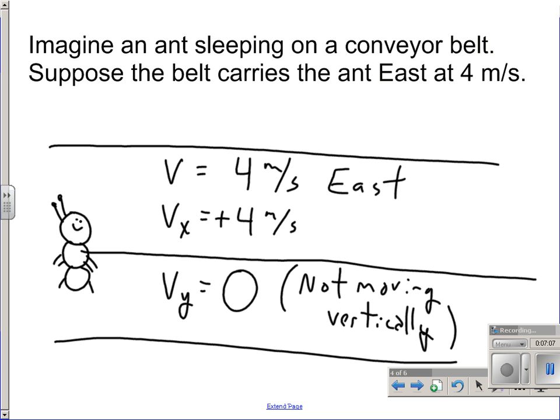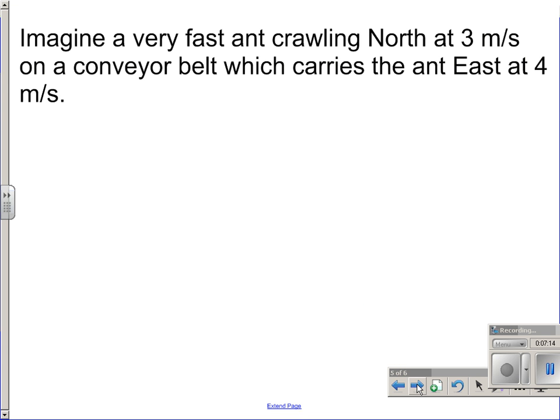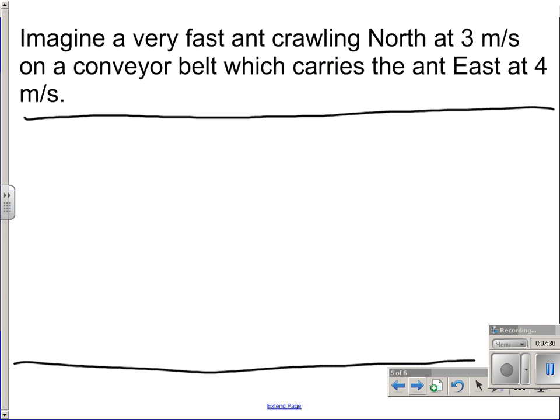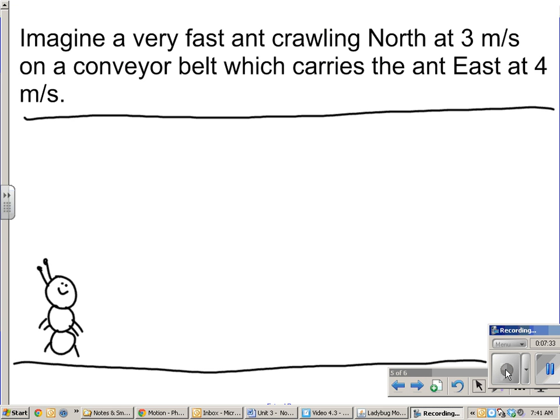Okay? So our final question then, you can probably guess where we're going with this, is what if we do both? All right? So we've got a very fast ant crawling north at 3 meters a second, but he's on a conveyor belt that's carrying him east at 4 meters per second. So here's what we need to visualize. We need to have a conveyor belt. Top line of the conveyor belt. Here's the bottom edge of the conveyor belt. There's our ant.